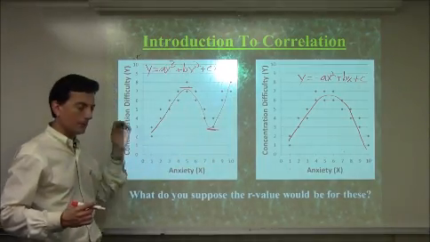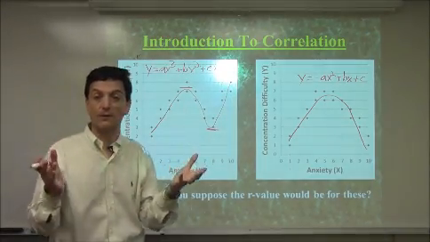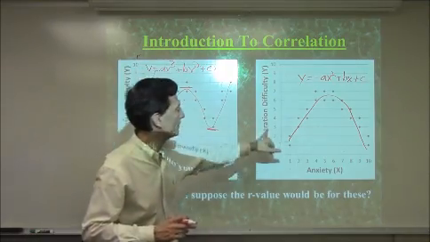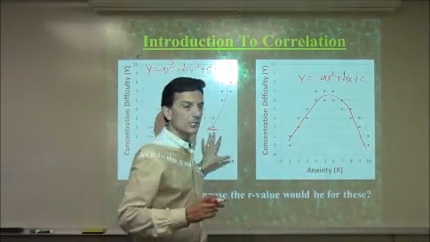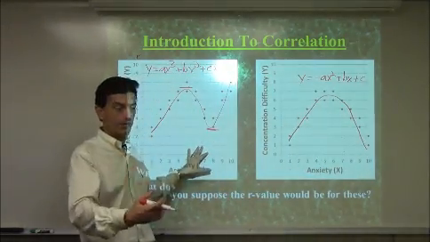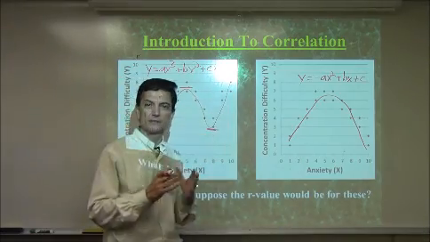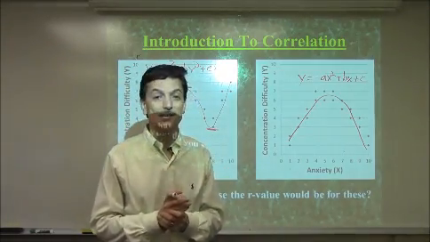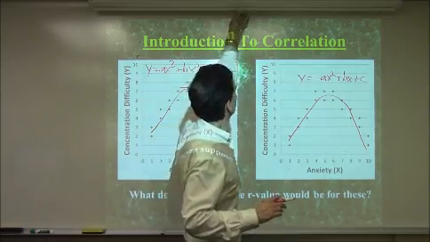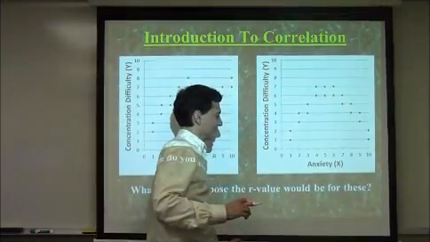And that would be a pretty strong R value. It would depart from 0 by quite a bit. And the same thing would be true here. But neither of these would have a very strong linear trend. The best fitting line is going to have a lot of scatter around it in each of those cases. Okay, let's bring this back.